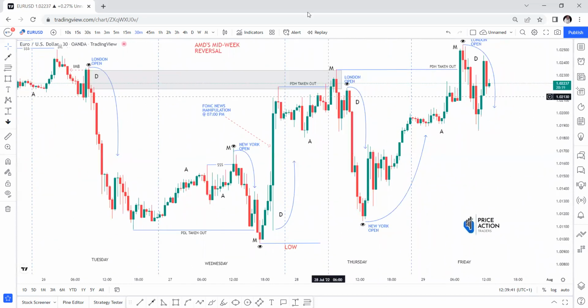Then we're going to see our next one now. God bless you. See Euro JPY.